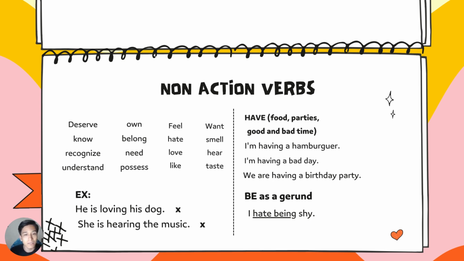And then be, which is not the verb to be, it is the verb be, but when it works as a gerund. I hate being shy. Odio ser tímido. Or we can say being shy is something that I hate. Ser tímido es algo el cual yo odio.